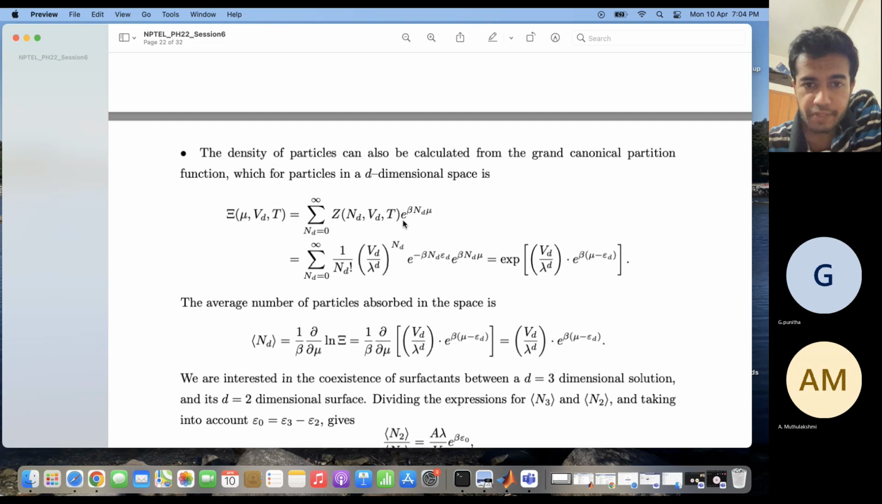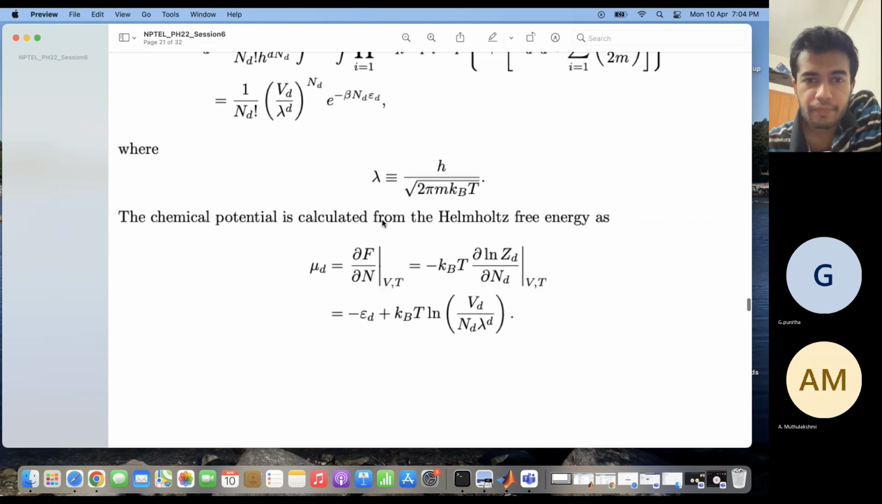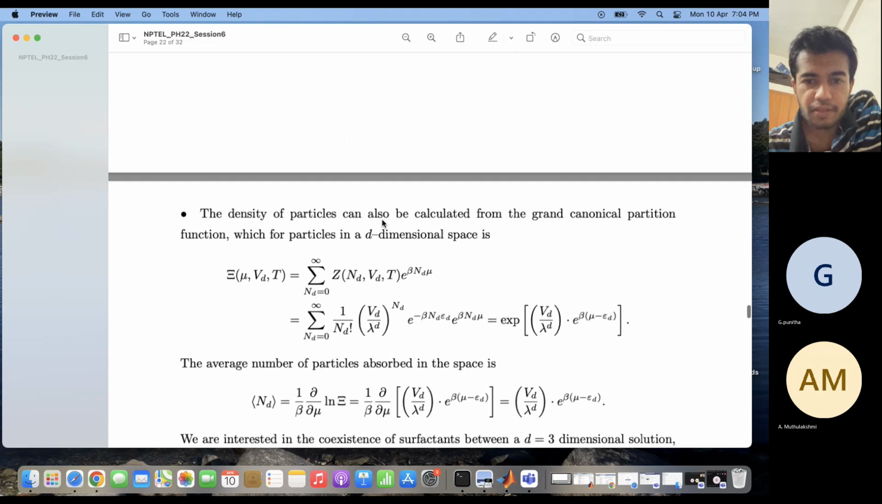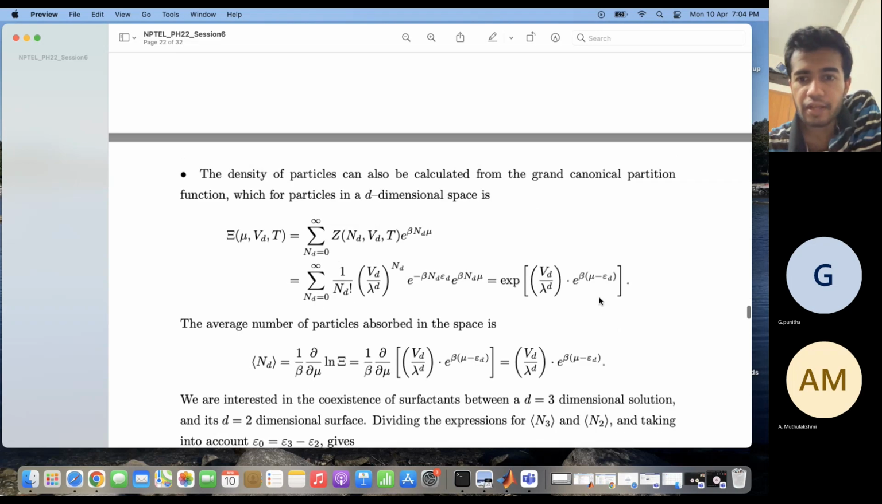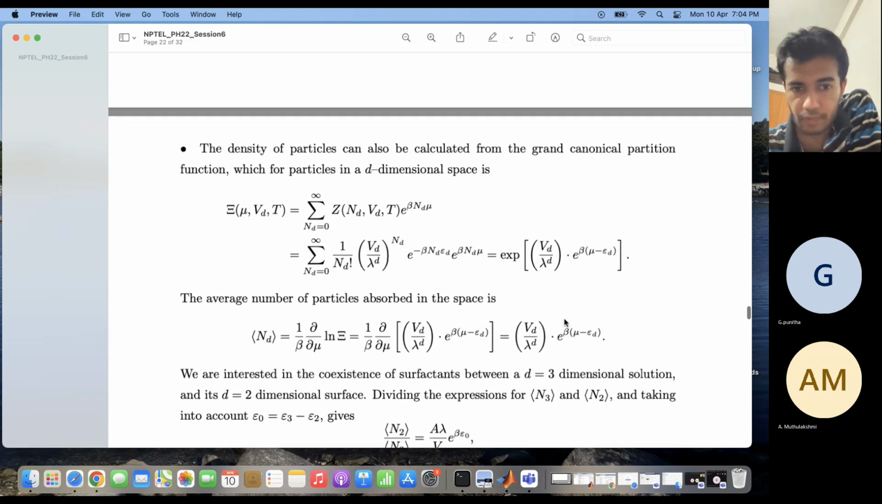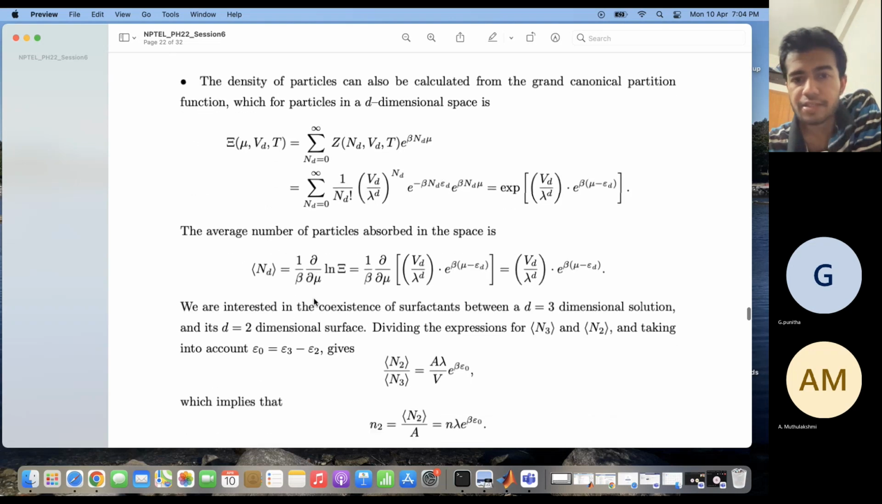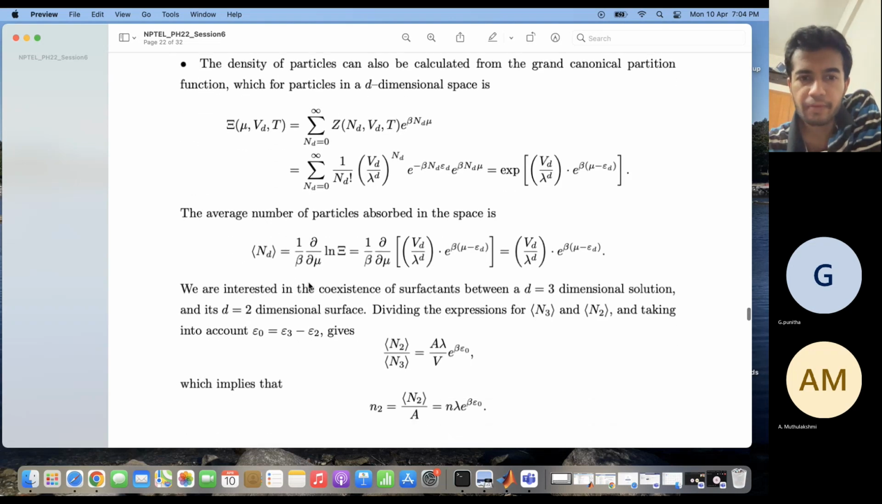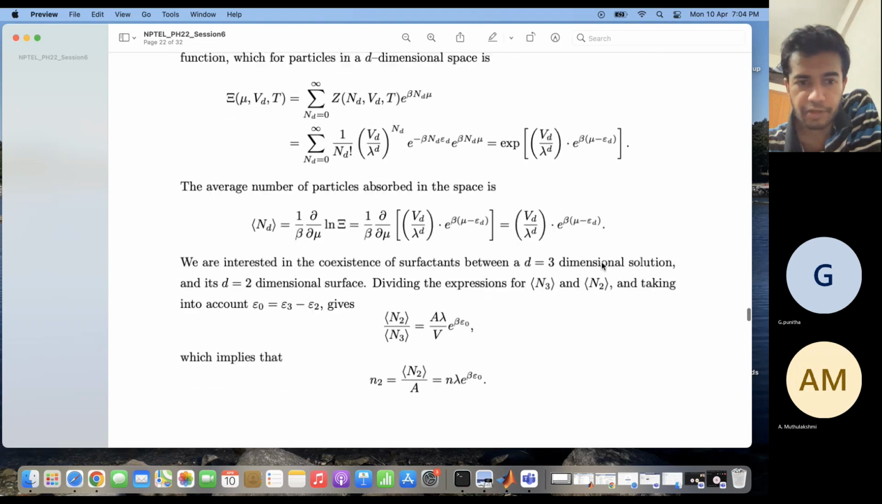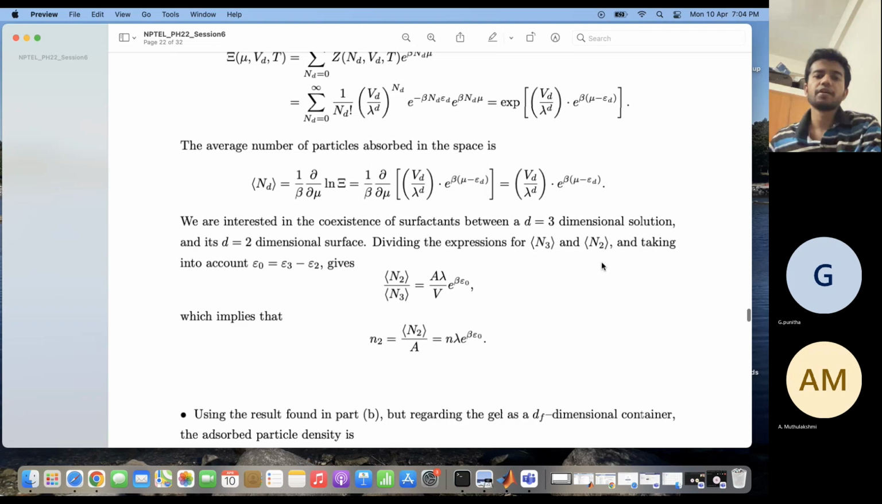So I know the expression for Z_d, which I had obtained over here. If I substitute this expression, then this becomes the expression for the grand canonical partition function. So the average number of particles which are absorbed on the surface is given by 1 by beta del by del mu of ln Xi, which is equal to V_d by lambda^d e to the power of beta (mu minus epsilon_d). So now we are interested in looking at the coexistence of the surfactants between a three-dimensional solution and its two-dimensional surface.